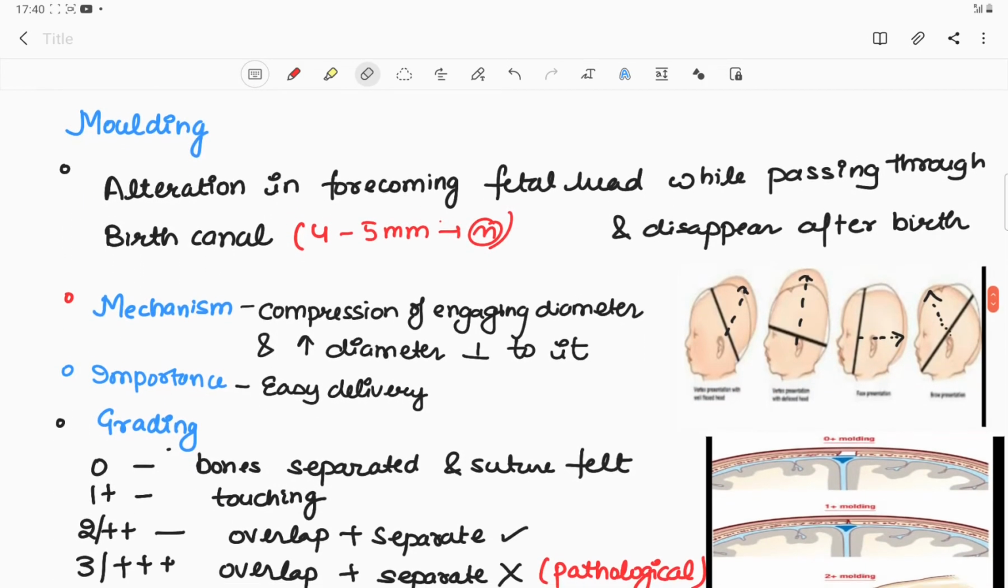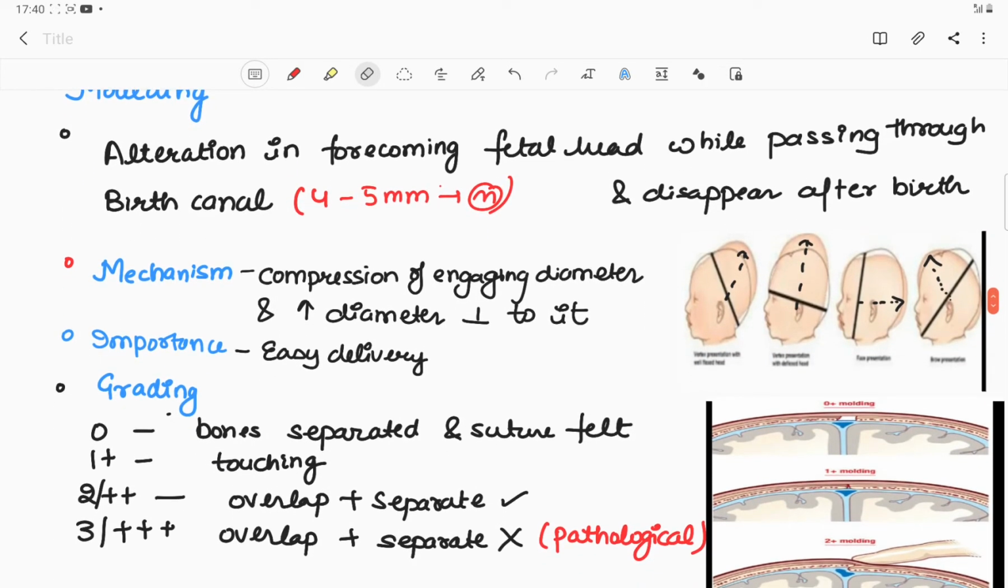Then what is molding? Molding is basically alteration in the forecoming fetal head while passing through the resistant birth canal, and it usually disappears after birth. What is the mechanism of molding? It usually compresses the engaging diameter and it will lead to an increase in the diameter perpendicular to it.